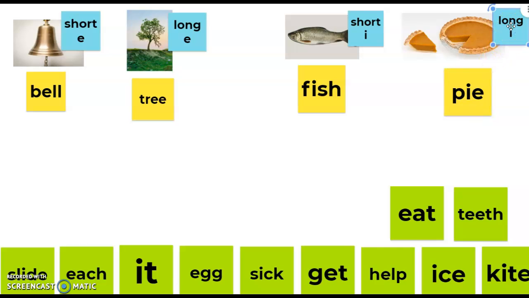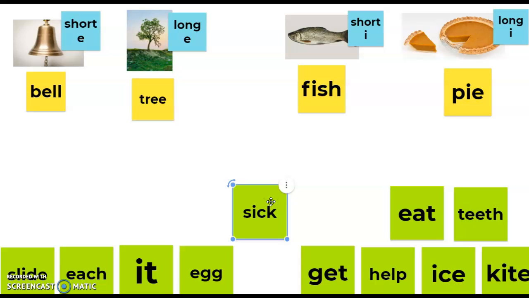The I is long. So I want you to look at the words down here at the bottom. Eat, teeth, kite, ice, help, get, sick, egg, it, each, and slide. I want you to pick some of these words and on a piece of paper using a pencil, label the top short E, short I, long I, or if you would rather label it by these words, you may do that also. And I want you to pick some of these words and sort them where they go based off their vowel sound.